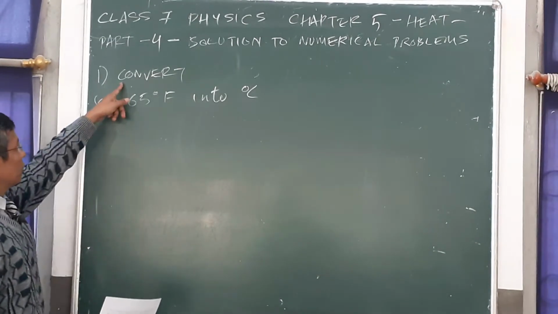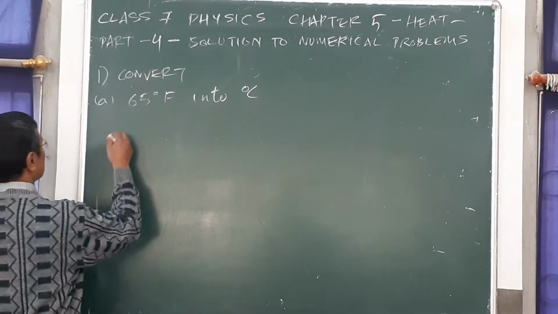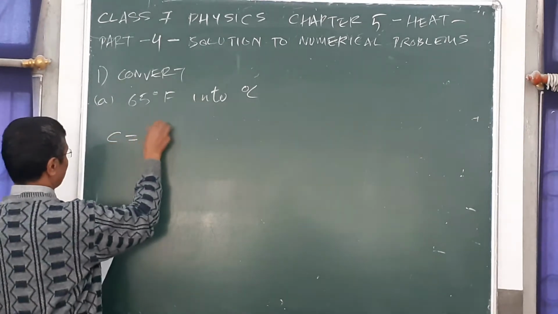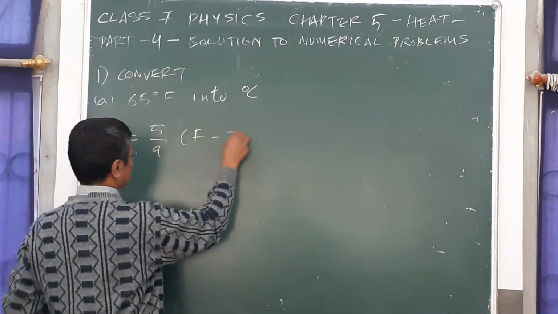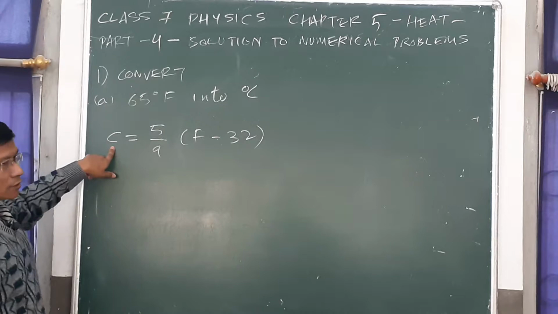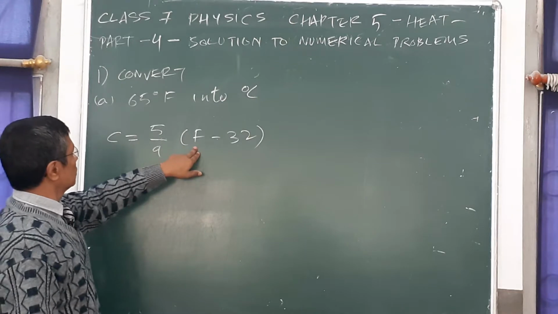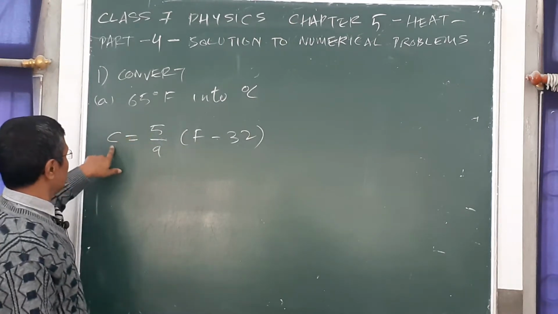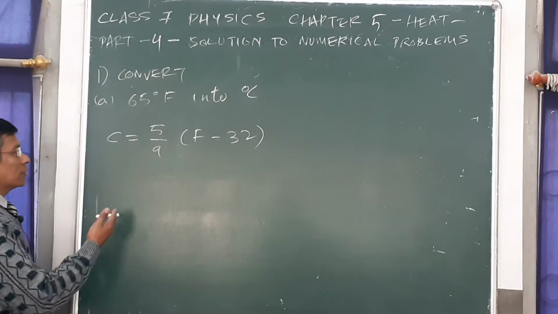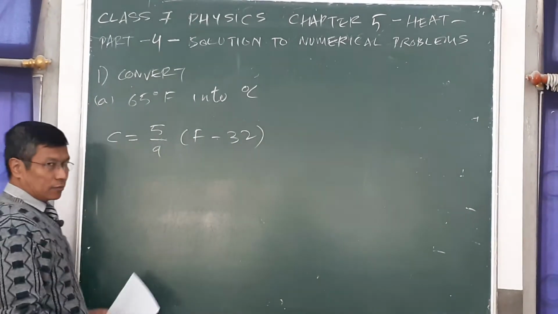So the first question is, we are converting from 65 degrees Fahrenheit into centigrade. So in order to do this, you need to remember this formula: C is equal to 5 by 9 (F minus 32). In this formula, we are finding the temperature in Celsius and we need to put the value of the temperature in Fahrenheit scale here, and the formula is C is equal to 5 by 9 open bracket F minus 32, and using this formula we will be able to convert temperature given in Fahrenheit scale into a temperature in centigrade scale.